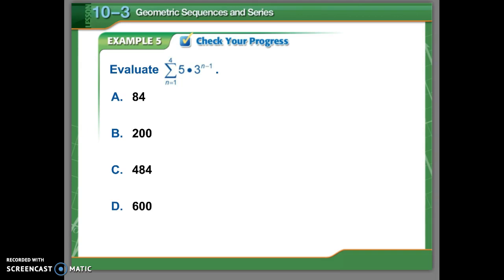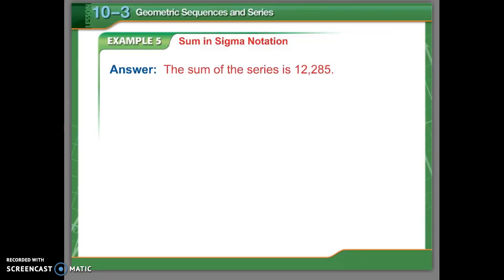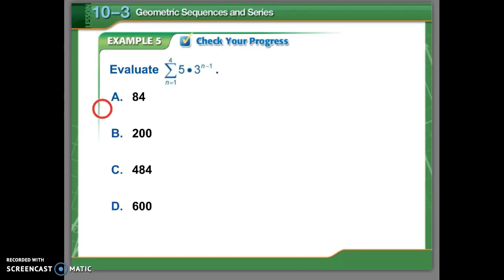Okay, we've got a check your progress problem. Wow, I think they skipped over the question. Yes, they did. Okay, well, here's the answer. But you should still pause the video and see if you can get this answer on your own. This time you're finding the sum from 1 to 4 of 5 times 3 to the n minus 1 power.